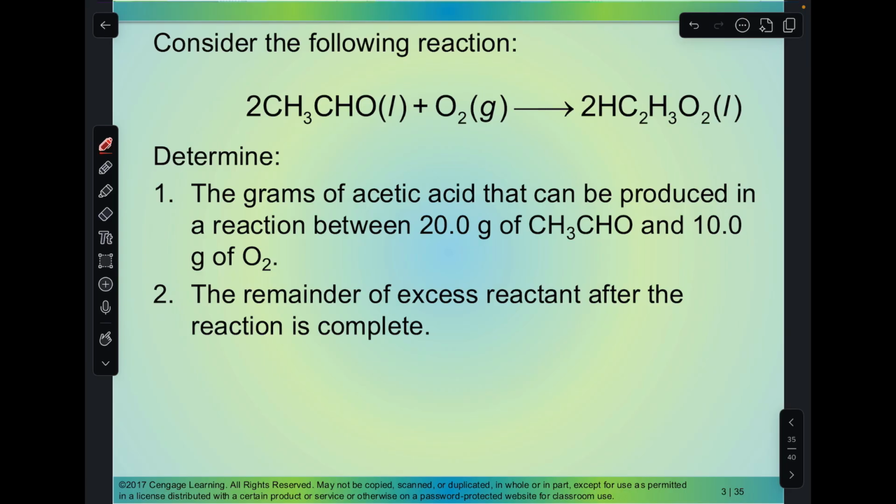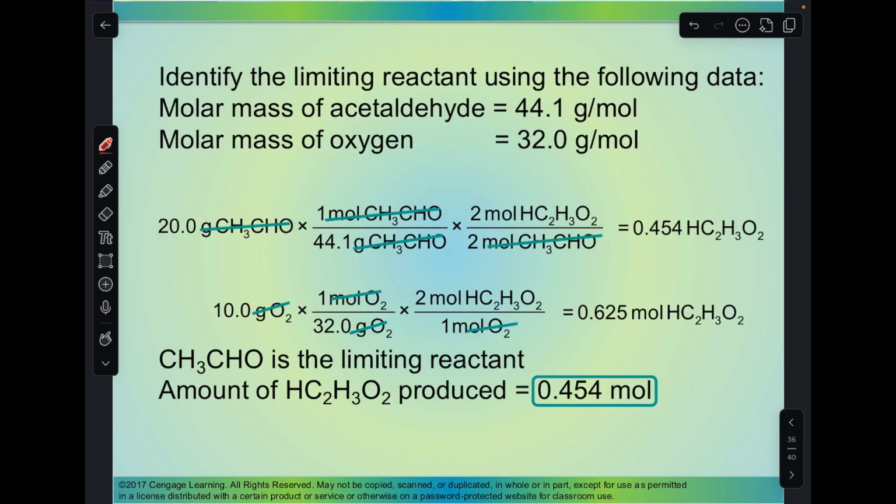Okay, so the grams of acetic acid that can be produced in a reaction between 20 grams of CH3CHO and 10 grams of O2 are going to be this right here. You have the remainder of the excess. This is also something that we need to determine right there. And so I'll just show you how this is done.